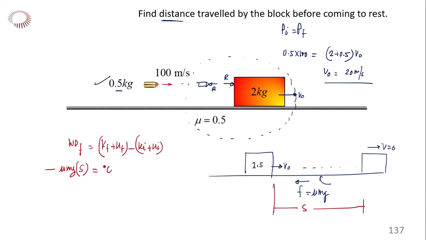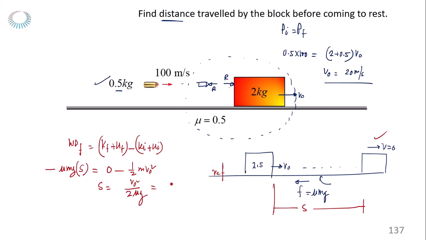The final kinetic energy is 0 because it comes to rest. There is no change in the potential energy because this is our reference line, so both the block and the bullet are on the same reference line. The initial kinetic energy is half m v0 square. The negative cancels out, and m also cancels out. So ultimately s is equal to v0 square by 2 mu g. That is the displacement traveled.